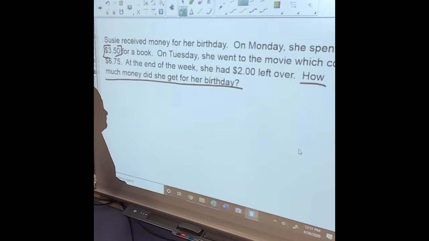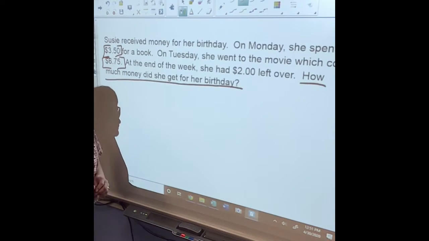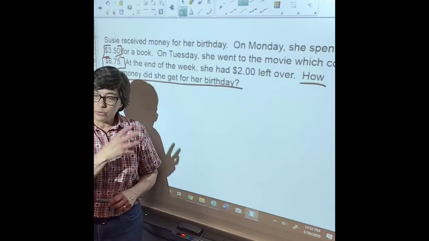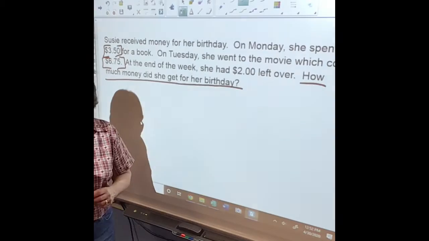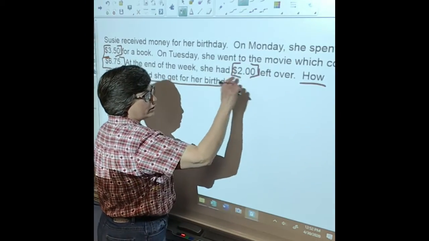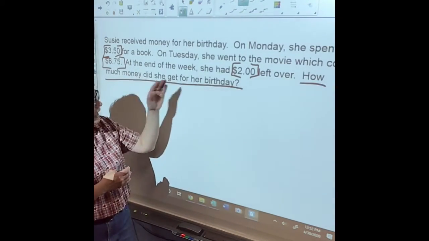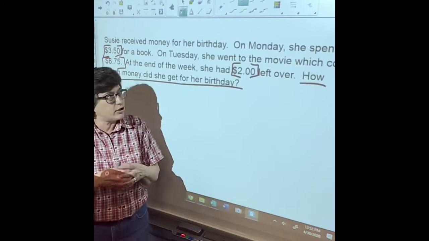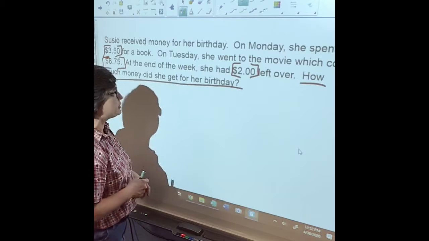Maylee, what's something else we need to have as extraneous information? Something we need to bracket. Yes, $6.75. That is important too, because we're trying to figure out the total amount of money she had. And Jet, I see you have your hand raised. Yes, we also need to have that $2. Okay, so we're trying to figure out all of that we bracketed is the important information. The rest is extraneous information. We don't need to know that. It just makes the story problem interesting.